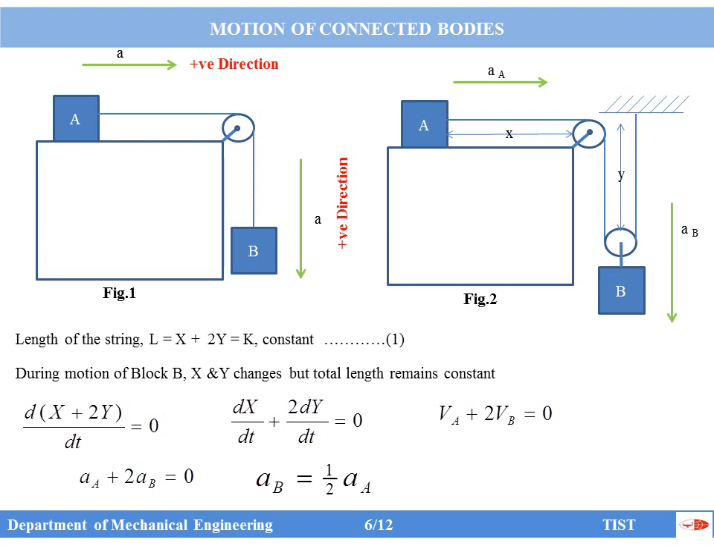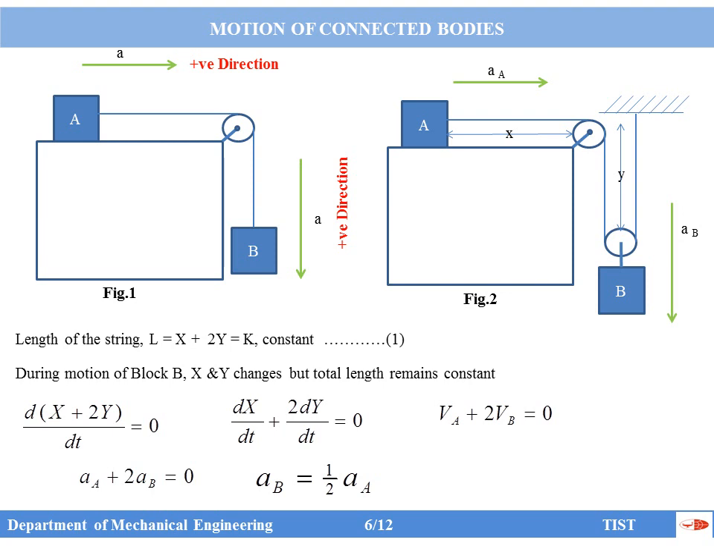So you should remember the magnitude; you don't have to remember the negative sign. Why is there a negative sign? It is something like the x is decreasing, right? So if you take the positive direction of x, x is decreasing, so velocity of A is negative, and if you take the positive direction of block B, y is increasing. So in one case the displacement is decreasing, in the other case displacement is increasing. That's why the negative sign is coming.